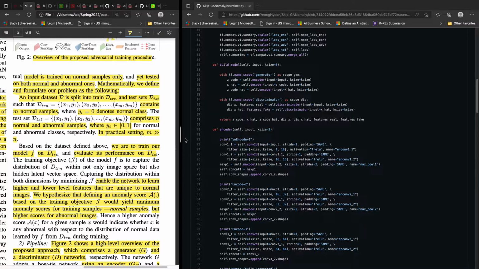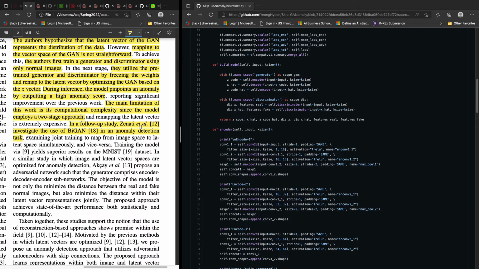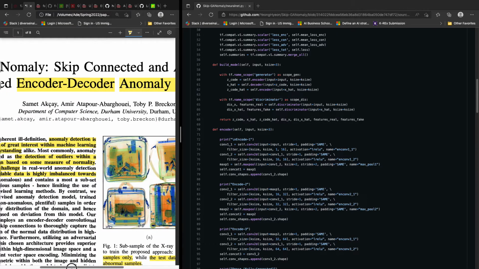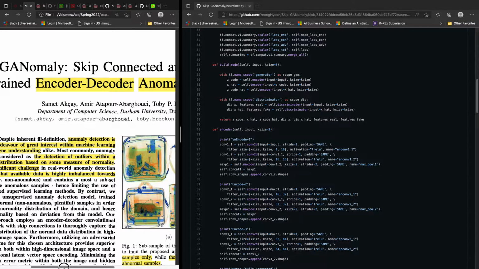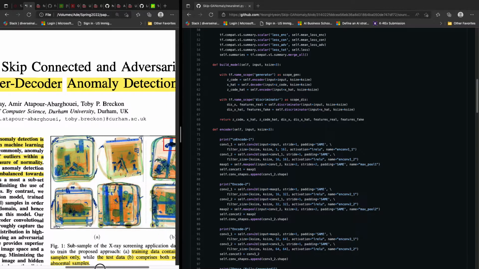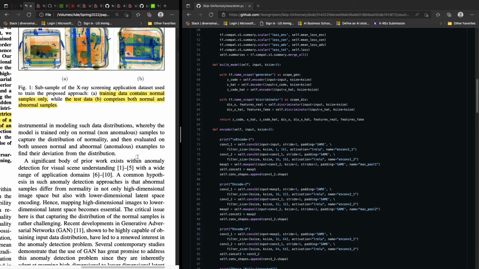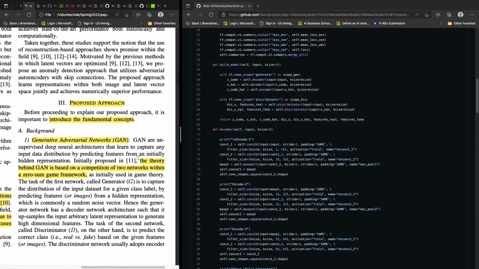Channel. So we still continue in the review of the paper, which is the Skip-GANomaly, which we have been looking at for some time now. The Skip-GANomaly addresses the anomaly detection problem by using an Encoder-Decoder, also with a discriminator.